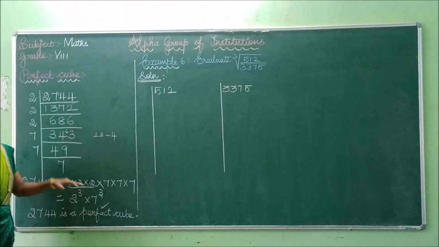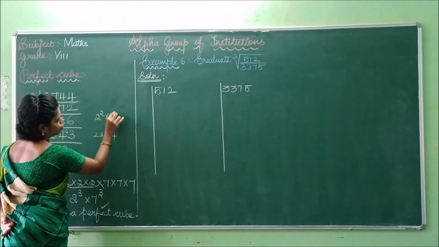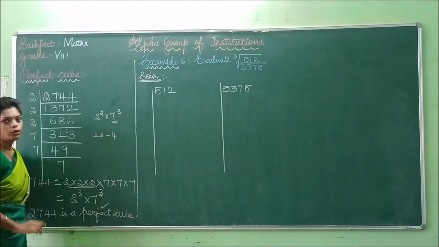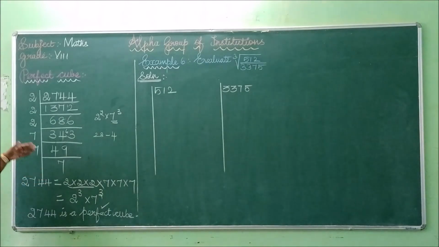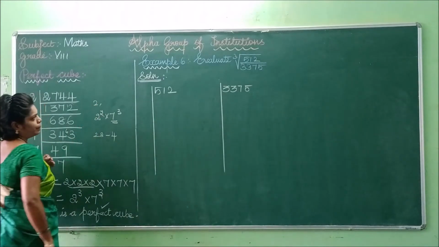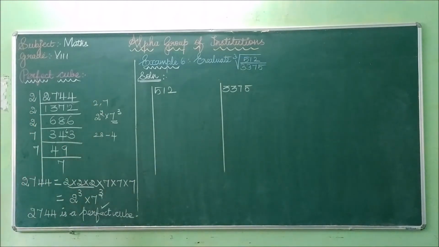If it does not occur thrice, that means you get the result as 2 squared into 7 cube. So only 7 appears 3 times, but 2 appears only 2 times. If you get an answer like this, you can say it is not a perfect cube. If you want to say it is a perfect cube, the prime factors must appear thrice, that is, 3 times. So 2 also must appear 3 times and 7 also must appear 3 times. Then only we can call this a perfect cube.